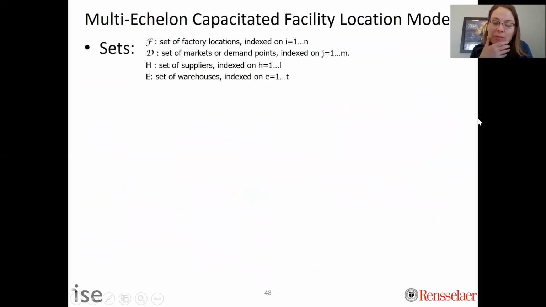All right, so let's do this mathematically. Something to think about is the multi-echelon capacitated facility location problem has similarities to the single echelon capacitated facility location model, but it gets more complicated. So just out of the gate, sets: we used to have 2 sets, now we have 4 sets, right? So we have a set of factory locations, a set of demand, a set of suppliers, and a set of warehouses. So those are our 4 echelons in the visual graphic on the previous slide. And again, a set is just a collection of things.